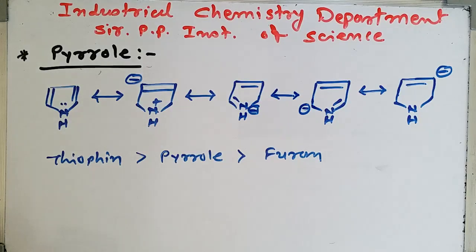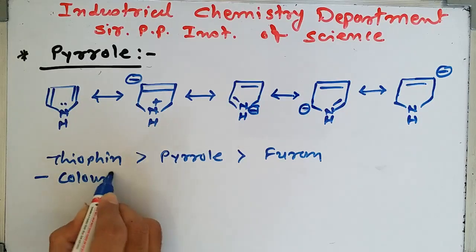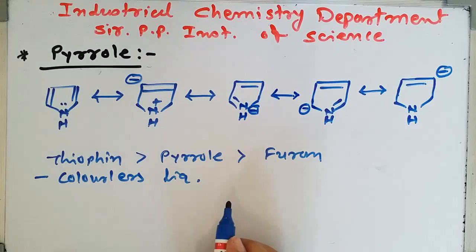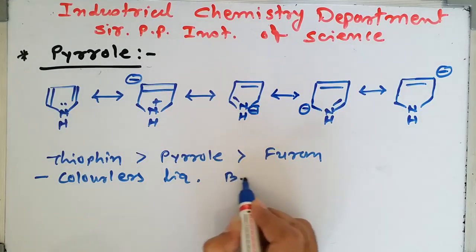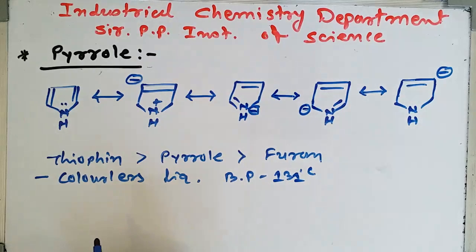Pyrrole is a colorless liquid. The state of pyrrole is liquid. Boiling point 131 degrees Celsius. But it turns brown in air. In open air it turns brown in color. It is sparingly soluble in water but readily soluble in alcohol and ether.